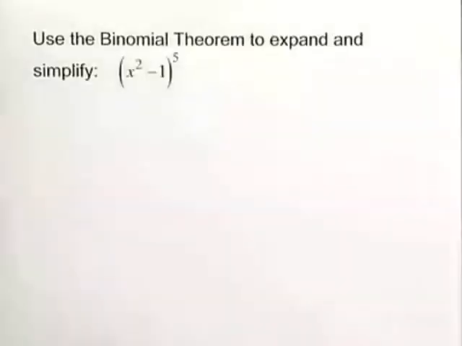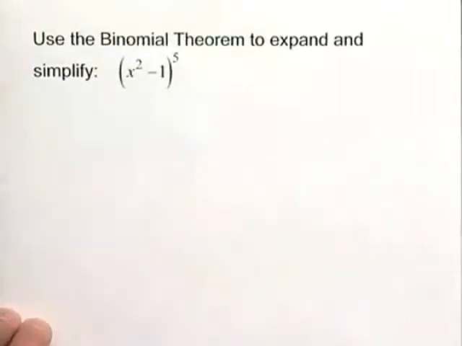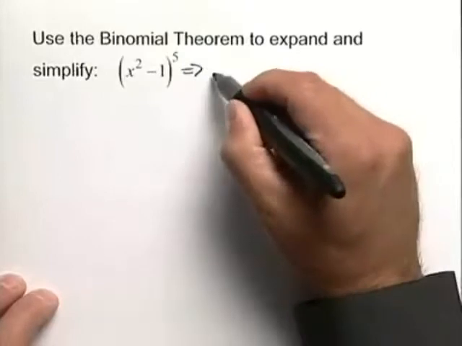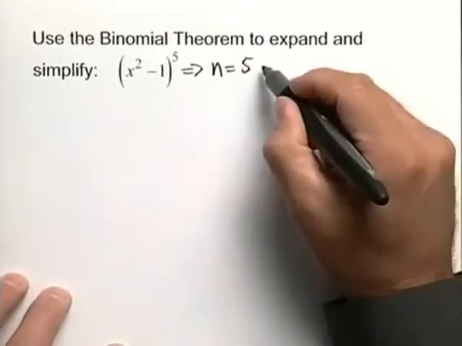Let's look at an example of the binomial theorem. We want to expand (x squared minus 1) to the fifth power. So if you're really bored, you could write this out and FOIL it 5 times, but that's not exactly a great use of time. So instead, let's use the binomial theorem here, where we know n to be equal to 5, coming from our exponent there.